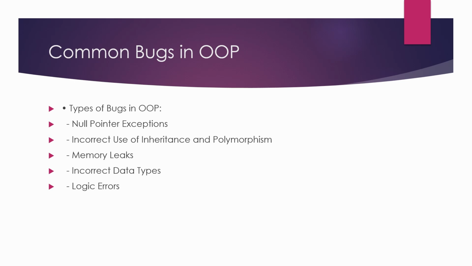In object-oriented programming, we encounter several types of bugs. These include null pointer exceptions, where we try to dereference a null reference, and incorrect use of inheritance or polymorphism. We also deal with memory leaks, where memory is allocated but not deallocated, and logic errors, where the algorithm does not work as intended. It's important to recognize these common bugs to fix them efficiently.